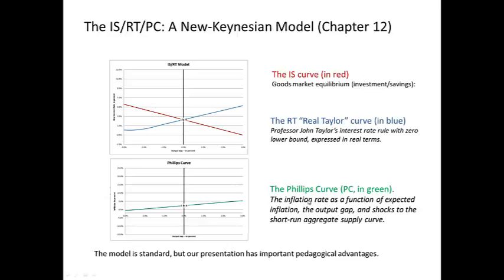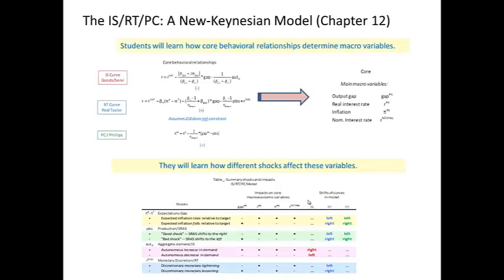Finally, the third curve is the familiar Phillips curve. This curve tells us that the inflation rate is determined by expectations of inflation, the output gap, and shocks to the short-run aggregate supply curve. Now, in this book, students are going to learn how core behavioral relationships determine macroeconomic variables. Here you can see the core behavioral relationships and the core variables: output gap, real interest rate, inflation, nominal interest rate. They're going to learn how different shocks affect these variables in a qualitative way.